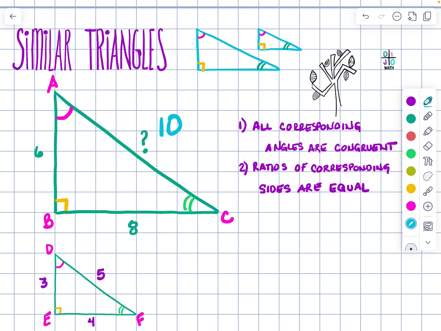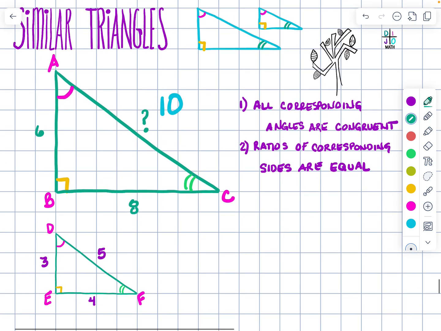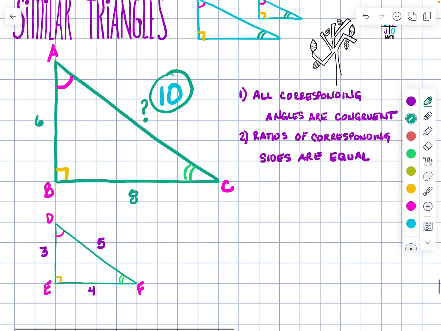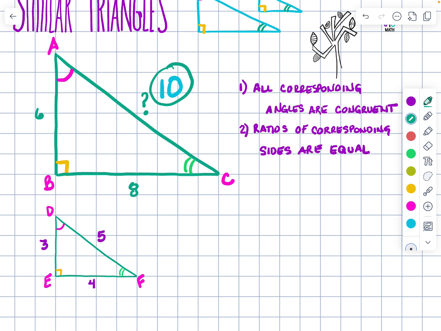Now that we understand what it means to have similar triangles, now we can go on and see how we can use ratios to solve for this 10. Okay, so I'm going to set up some information here. We know that this side corresponds to this side. So I'm going to set up that notation, if you will. So I'm going to say AB, the line segment AB corresponds to the line segment DE.